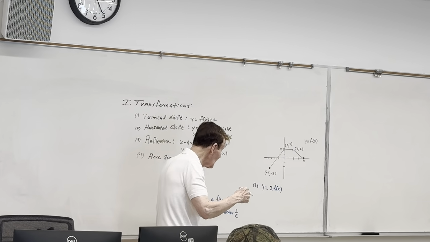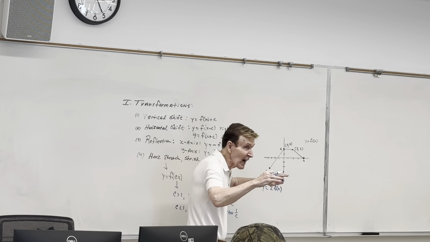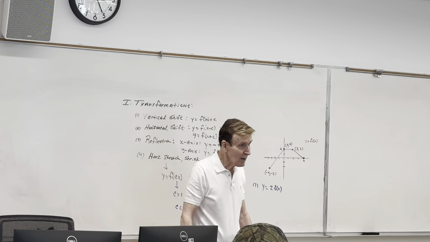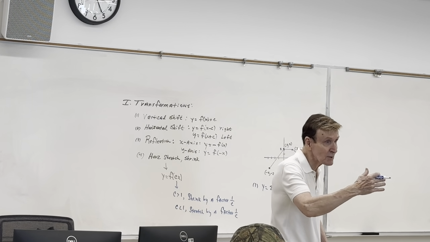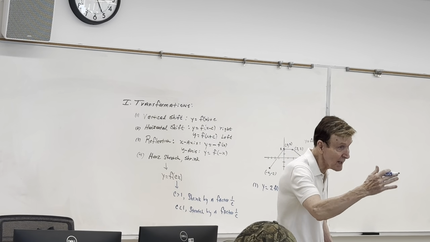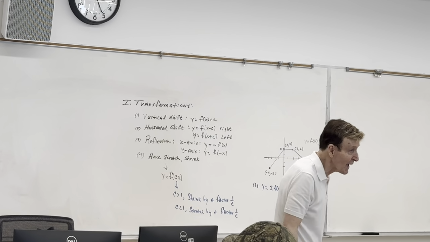What do you think would happen if a constant is merely stuck out front of the function, and you want to do what the transformations involved here? What type of transformations first do you think would take place? Eighty, what is it? All the y values get multiplied by 2. That's what it says, multiply all the y values by 2.